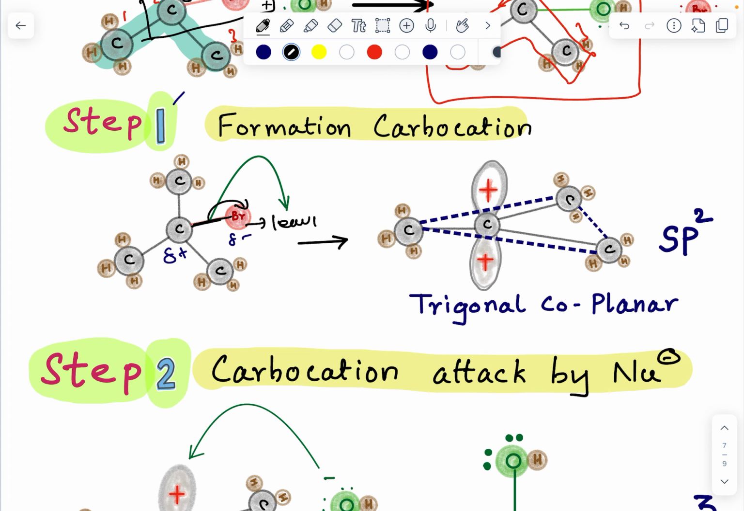Once the complete electron transfer goes towards the bromine, it is the leaving group. Now the carbocation will be formed. In the substrate, the C-X carbon is tetrahedral. Once the bond is broken towards the bromide anion, I get a change in hybridization to sp2. I get the intermediate of what? A trigonal coplanar carbocation structure.